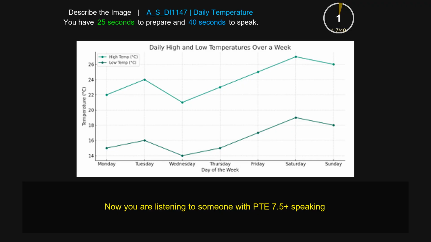The image on the screen gives information about daily high and low temperature over a week, while the x-axis talks about days of the week like Monday, Tuesday, Wednesday. The y-axis talks about temperature like 14, 16, 18, etc. So it can be noted that the maximum temperature, high temperature, was on Saturday and it was above 26, while it can be observed that the minimum temperature was on Wednesday and that was around 14 degrees Celsius. And the highlighting feature is that both the high and low temperature are fluctuating. Overall, this image illustrates the daily high and low temperature over a week.